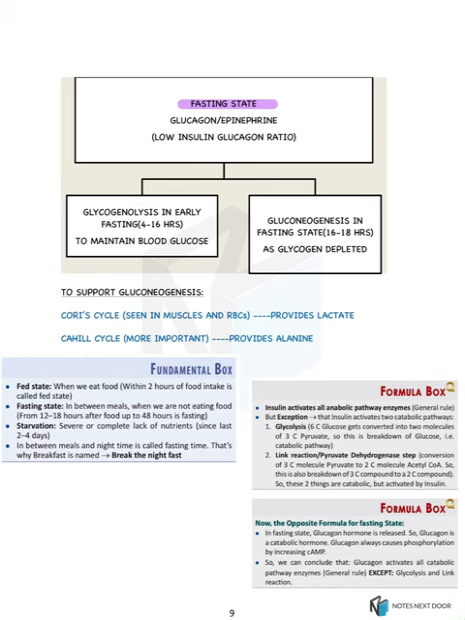Now think about the fasting state, when you are on a fast, guys. Your body does not have glucose, so you need to make glucose. Glucagon will be high and insulin will be low. There will be glycogenolysis, that is breakdown of glycogen to produce glucose. After a certain time the stores will get over, so you need new glucose. That is gluconeogenesis, in 16 to 18 hours as glycogen stores get depleted. To support gluconeogenesis, in muscles and RBCs, that is known as the Cori cycle, which provides lactate. And the Cahill cycle, which is more important, provides alanine, guys.